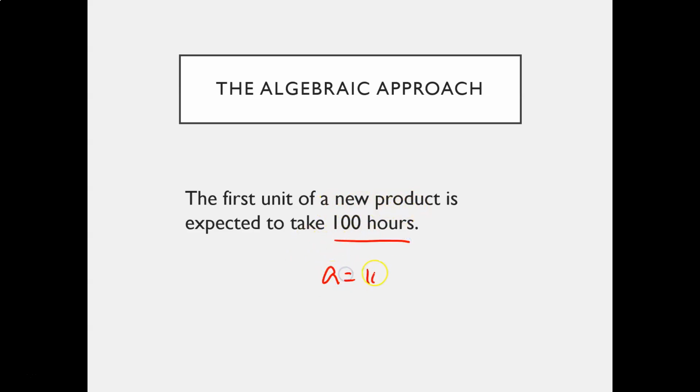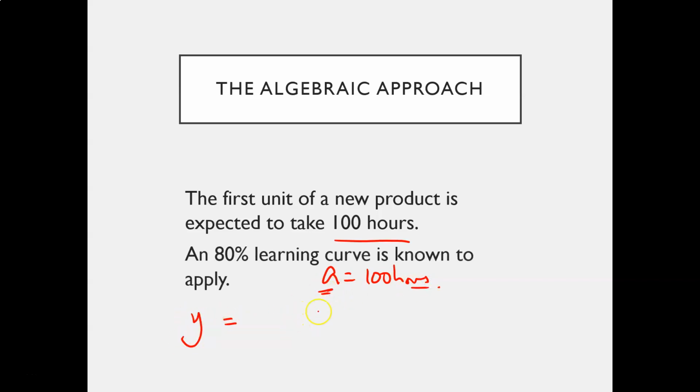So I know that my A is equal to 100 hours. That's the first thing. I'm trying to find Y. So I know what A is. Then it says an 80% learning curve is known, so I can now find B. B is equal to the log of 0.8 divided by the log of 2.